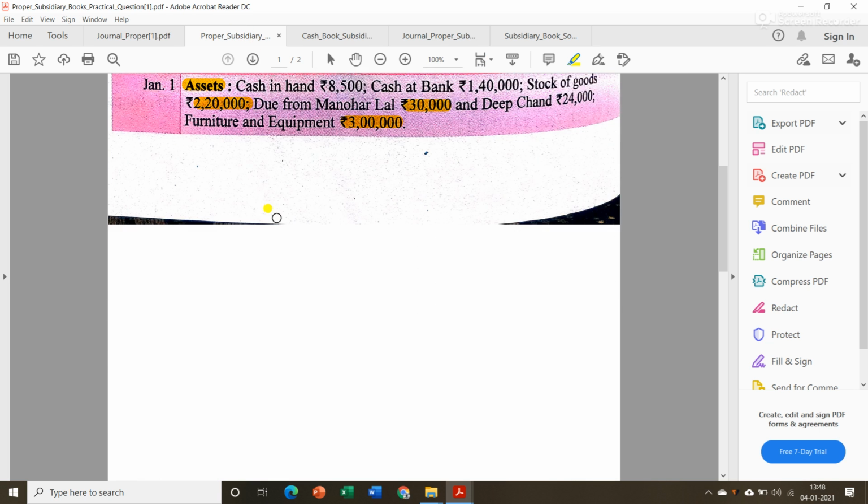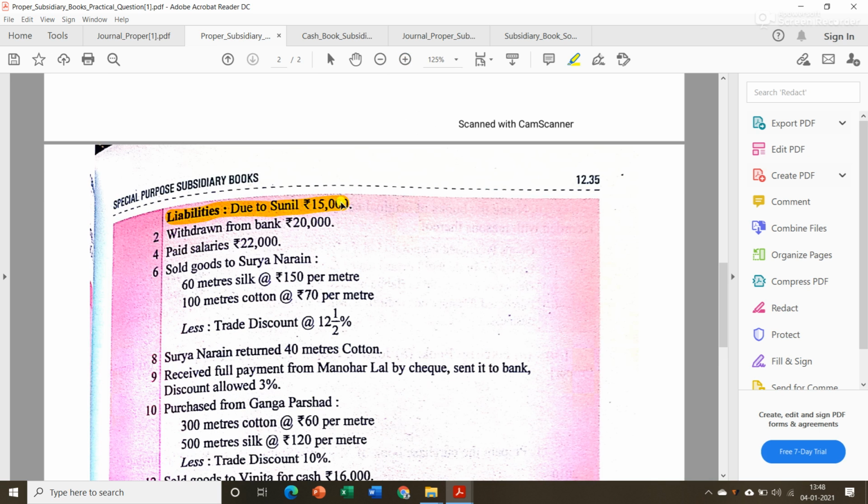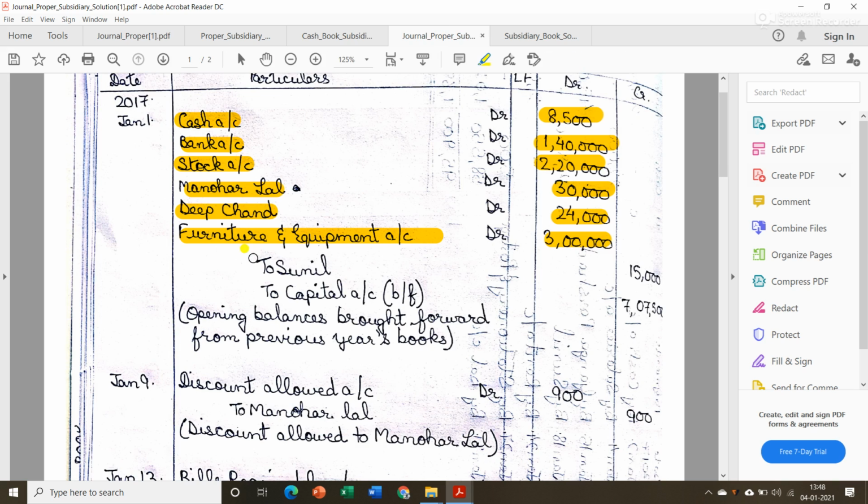Then in the next part of question we can see liabilities given: due to Sunil 15,000. That means we owe him 15,000. So in liability side we will write to Sunil account. Since clearly we can see that our asset amount is more than our liabilities, that means the balancing figure will come in the credit side, that is to capital account. So you add all these 6 items, deduct 15,000, then you will get amount of 7,07,500. That zero is not that much visible, but it is 7,07,500. So this is known as opening transaction.